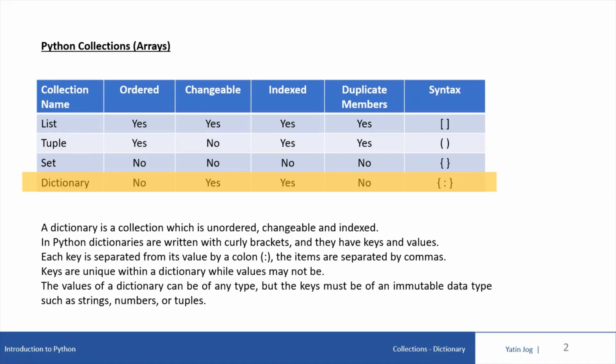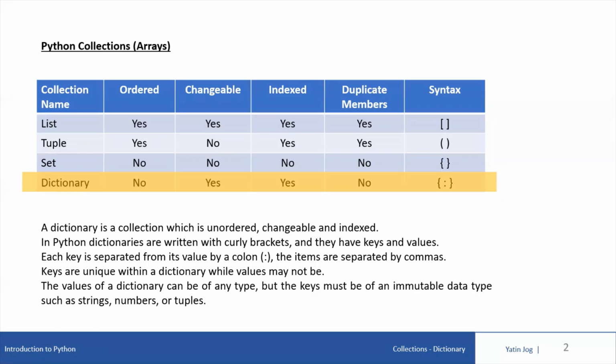This concept is similar to what we can call a primary key in databases. So we cannot have duplicate keys. So all the keys have to be unique in nature. So the keys are unique within the dictionary, while values may not be. So you can have repetitive values for the same key or for different keys. The values of a dictionary can be of any type, but the keys must be of immutable data type, such as string, numbers, or tuples.